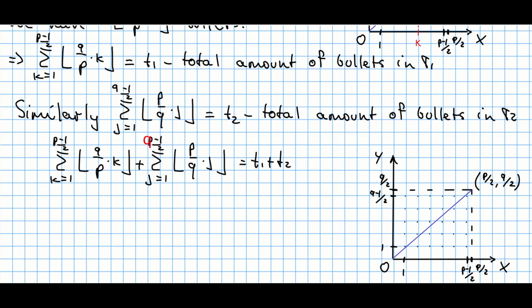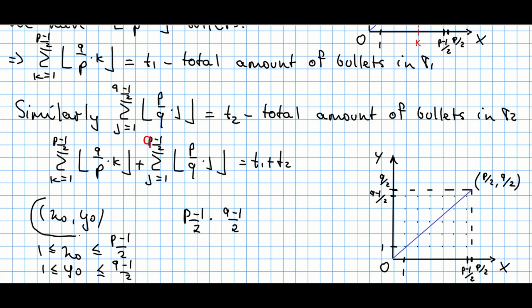There is another way, however. Each bullet inside this rectangle is represented by the following coordinates x0, y0, where x0 is an integer between 1 and (p minus 1) over 2, and y0 is also an integer between 1 and (q minus 1) over 2. And now here comes the combinatorics time. How many x0 can we pick here? We have in total (p minus 1) over 2 possible x's. And how many y0 do we have? Similarly, we have (q minus 1) over 2. And we just have to multiply those numbers, and this number corresponds to the total possible amount of those points x0, y0. So this is just the total amount of bullets inside our rectangle.